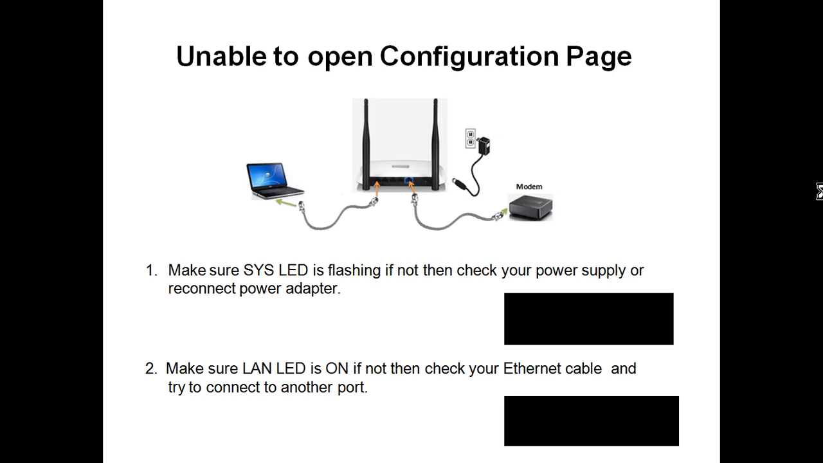If we are unable to open the configuration page, and we are typing the IP address in the web browser but unable to open the page, we will check the connectivity first. Our laptop or desktop should be connected to the LAN port, and the modem or DSL modem should be connected to the WAN port. This WAN port is reserved for internet connectivity, and the power socket should be connected to this power port.